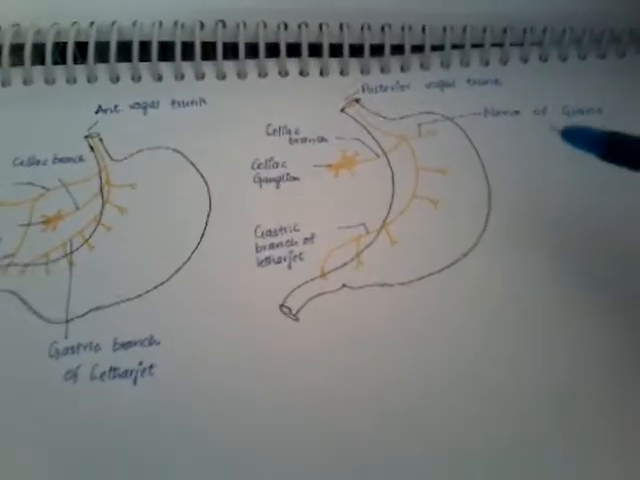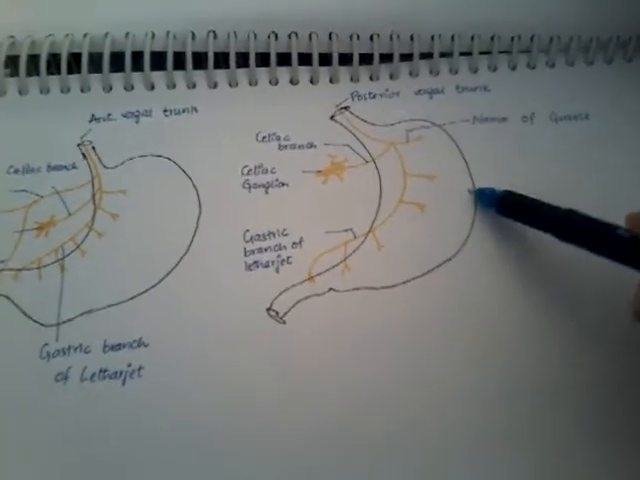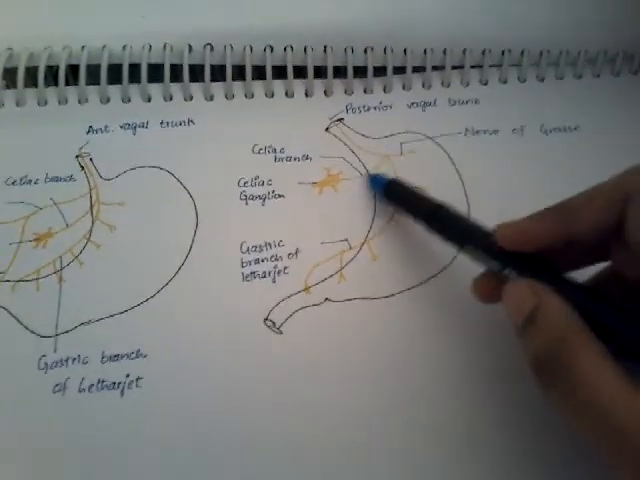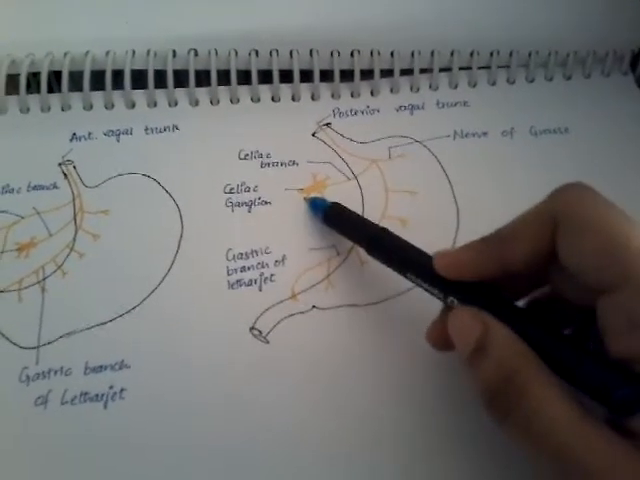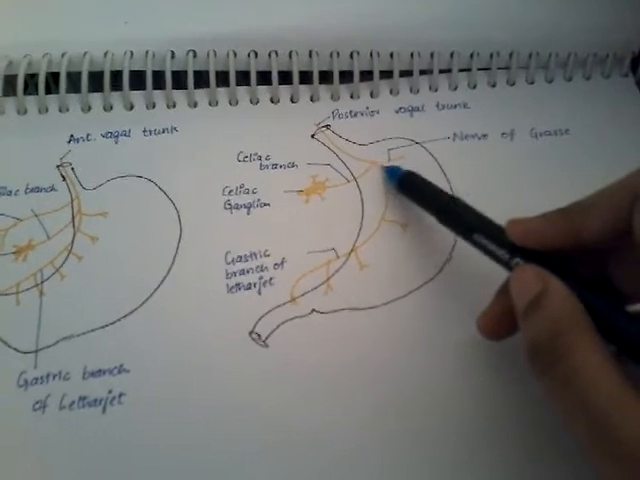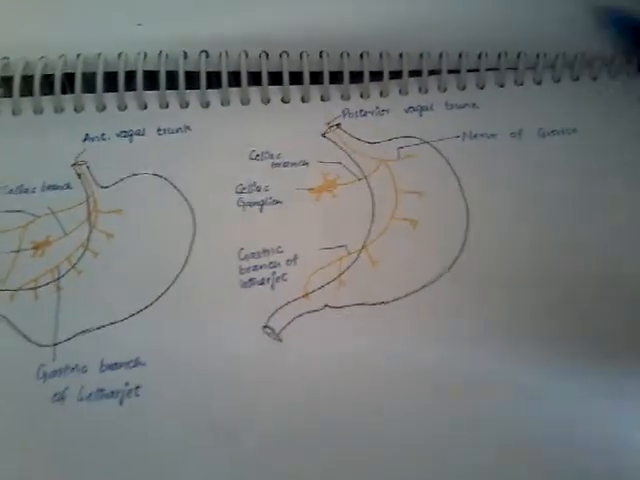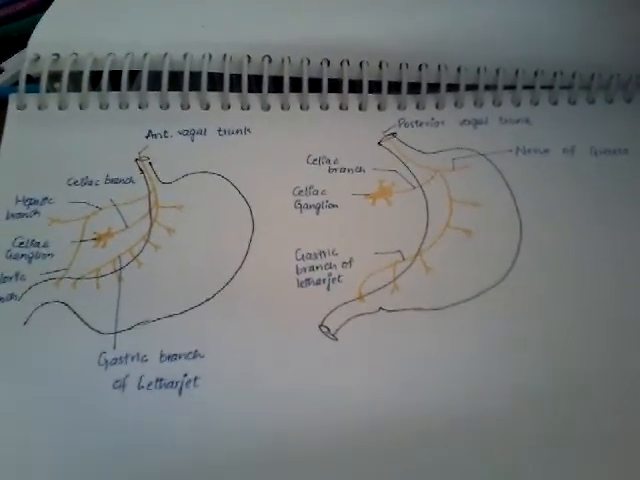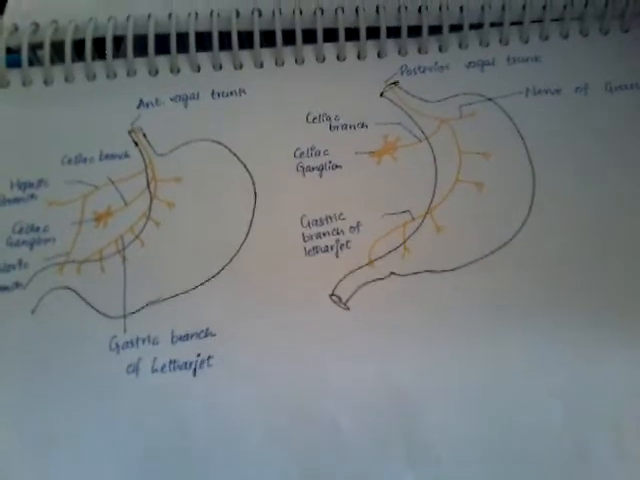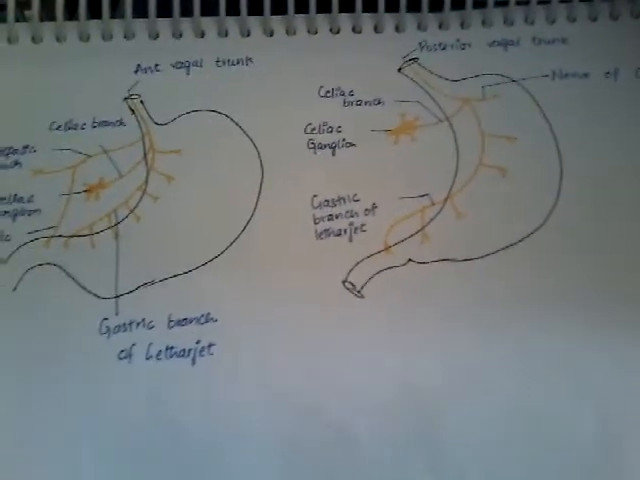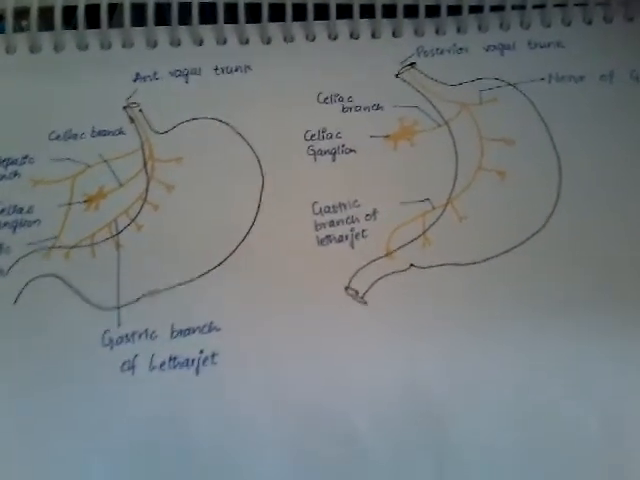Now this is the posterior vagal trunk. The posterior vagal trunk also has a celiac branch, and it does not have a hepatic branch. There is the criminal nerve of Grassi, and there is the gastric branch of Latarjet. So this is the nerve supply to the stomach. Now I have completed the whole stomach topic, just a brief introduction and a brief run through of the topic.